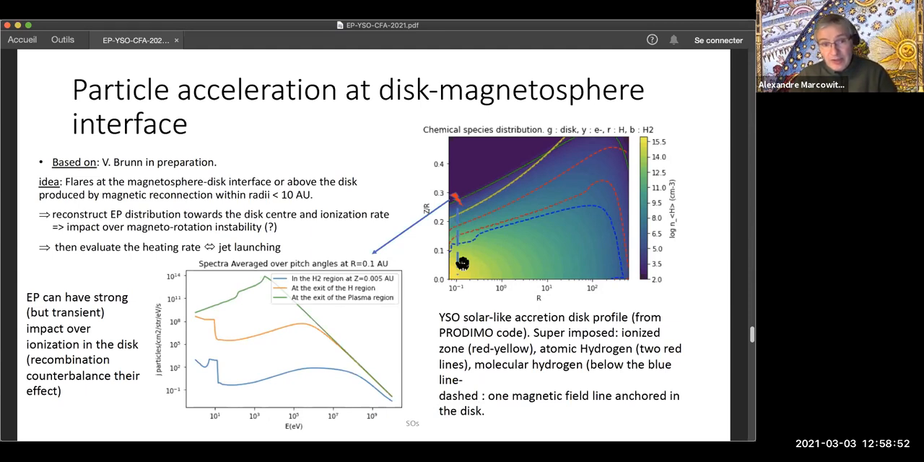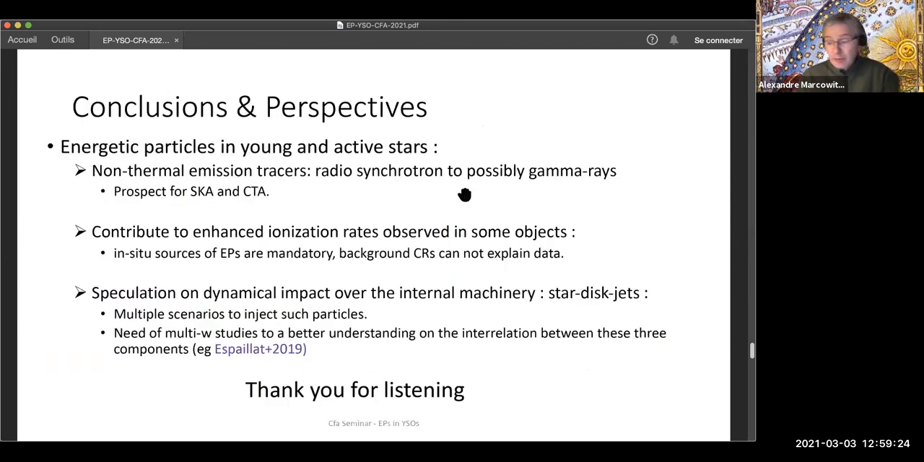The idea would be to test if this type of event, or a succession of events, can have some impact on the dynamics of the accretion, and also on the ejection, because if you heat the plasma, you can also ease a bit more the ejection of matter through the rotation of the magnetic field. So that's basically my conclusion. I don't know how much time I took.